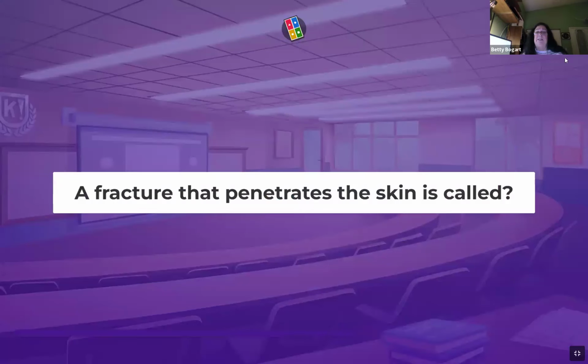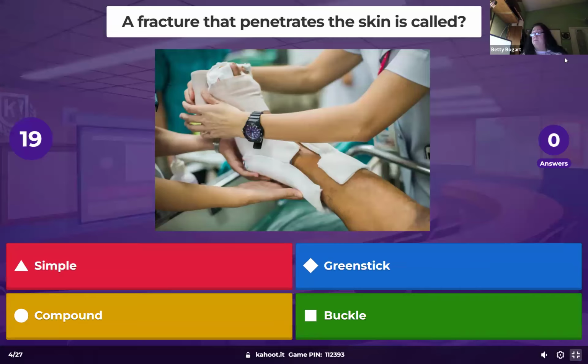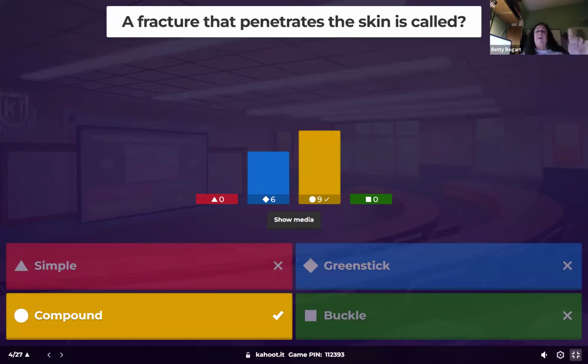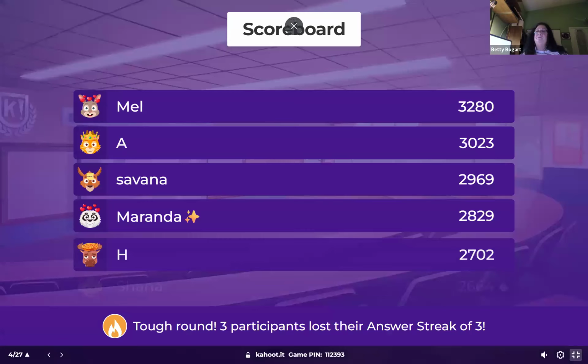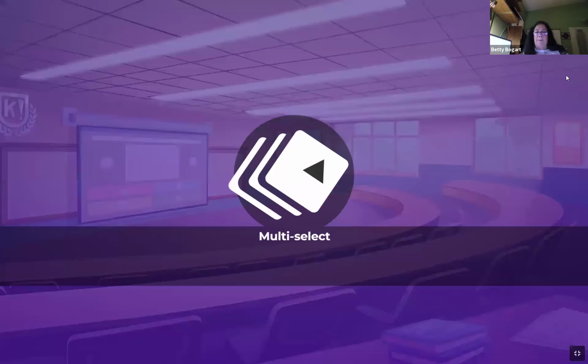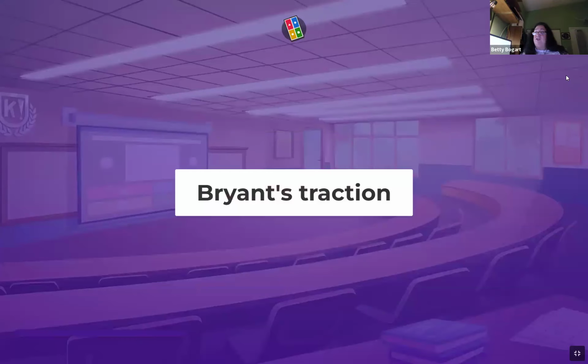A fracture that penetrates the skin is called. So if it's fractured and it's coming out of the skin, it's an open or compound. I never mentioned greenstick, so that couldn't be an answer. Okay? Don't pick an answer that you haven't heard me say the word. Multi. Bryant's traction.